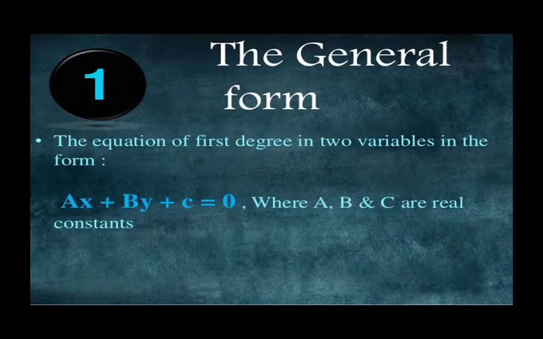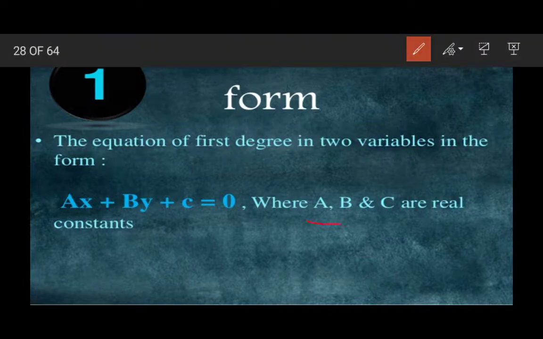So the first general equation form is, as I told you earlier, the equation of a straight line: ax plus by plus c equal to 0, where a, b and c are real numbers or real constants. So the very first equation form of a straight line is ax plus by plus c equal to 0.